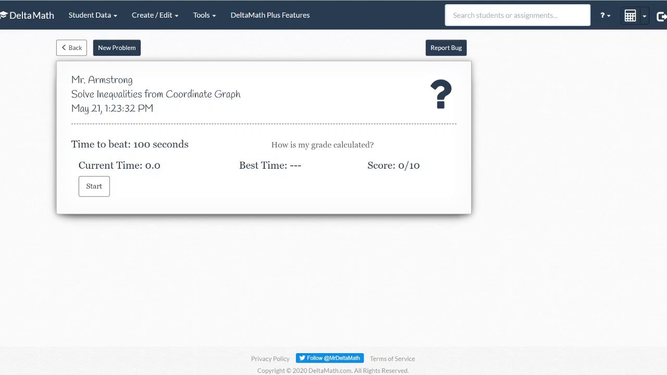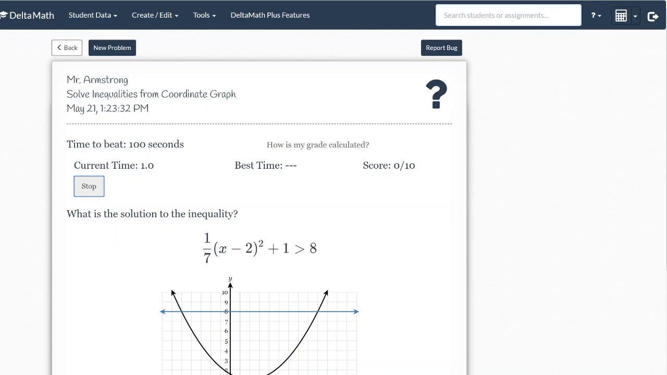Hi everyone! In this video I'm going to show you how to solve inequalities from a coordinate graph on DeltaMath. And you need to be able to do this 10 times in 100 seconds. I've had a couple students say, I can do it, but I can't do it that fast. So let me show you how quickly you can decide whether or not something is above or below the target, which is really all that we care about for this system.